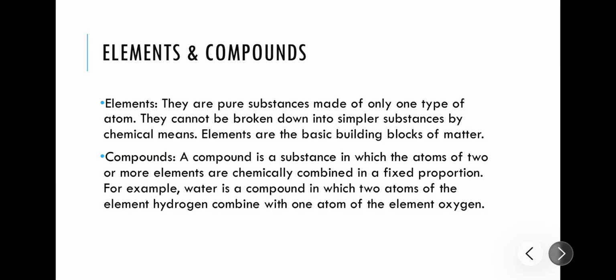What are elements and compounds? Elements are pure substances made of only one type of atom. They cannot be broken down into simpler substances by chemical means. Elements are the basic building blocks of matter. A compound is a substance in which the atoms of 2 or more elements are chemically combined in a fixed proportion. For example, water is a compound in which 2 atoms of the element hydrogen combine with 1 atom of the element oxygen.